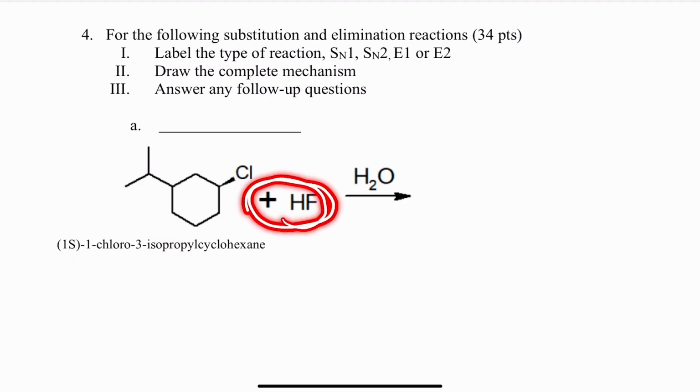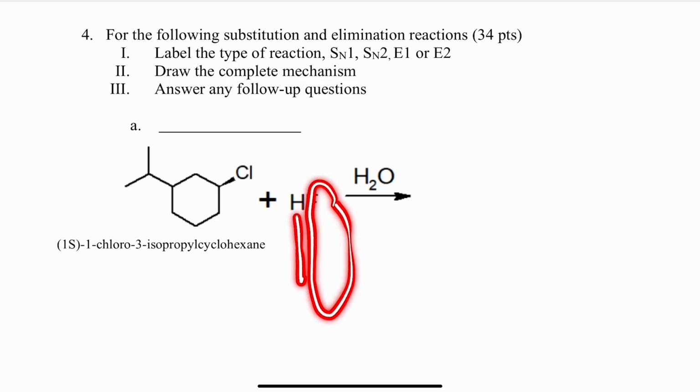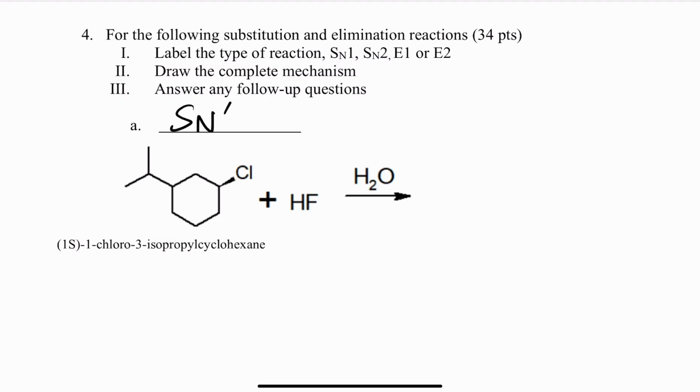So a lot of times, mostly what's going to help is this. Now, this plus HF, plus HBr, plus HCl, sometimes maybe even HI, so a hydrogen plus some halogen, that is definitely, I've seen only with Sn1. So that's what gives away that it's Sn1: it's plus hydrogen and fluorine, or hydrogen and bromine, or hydrogen and chlorine, or hydrogen and iodine.